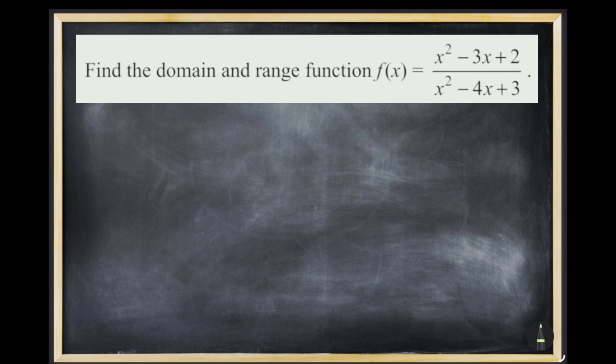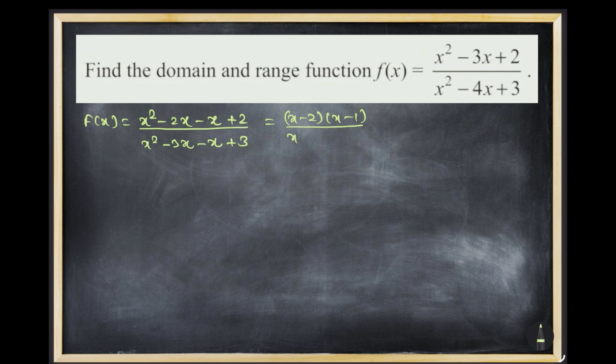So, we are back with a wholesome new question where we have to find out the domain and the range of this function. This is quadratic by quadratic, how we should respond, try to understand. First, you should do the factorization if possible. So, it is x square minus 2x minus x plus 2 upon x square minus 3x minus x plus 3. So it is x minus 2, x minus 1 upon x minus 3, x minus 1.